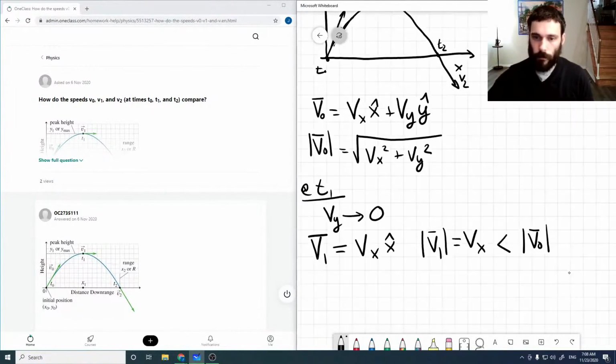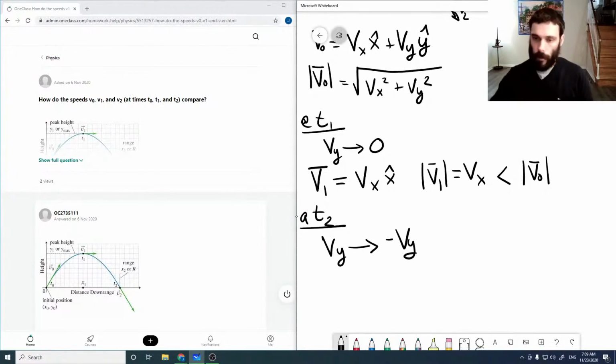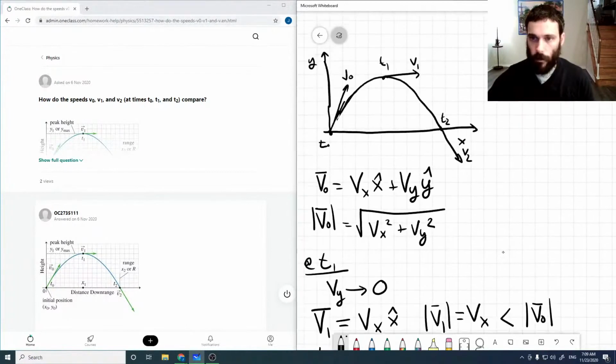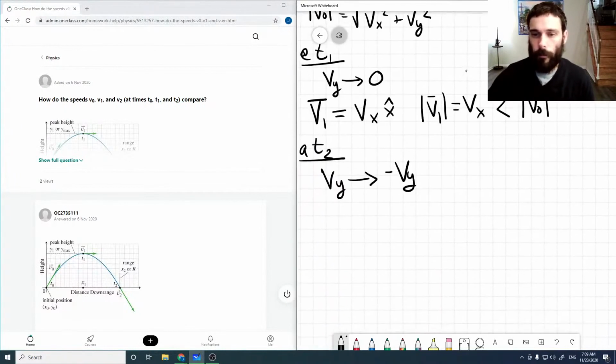And then at T2, acceleration has now brought our Vy all the way to minus Vy. So we've gone from 0 at the apex to minus Vy at the landing point. Okay, so it's all perfectly symmetric.